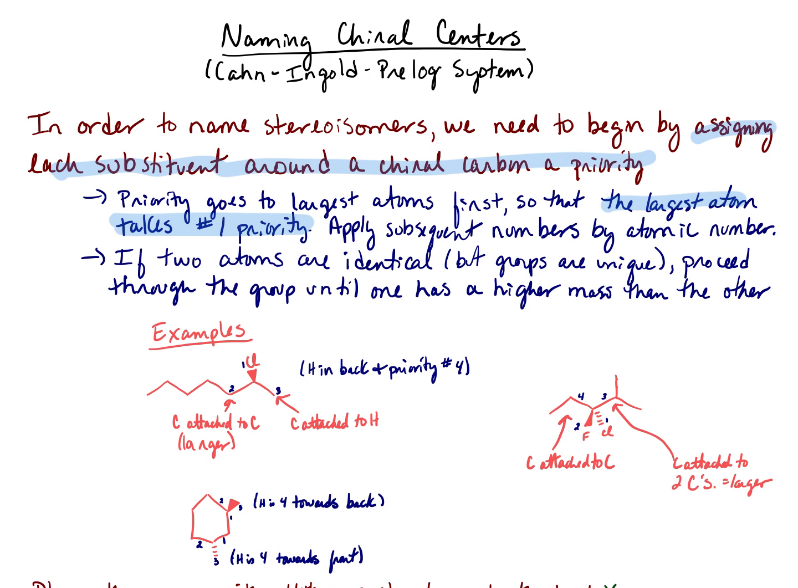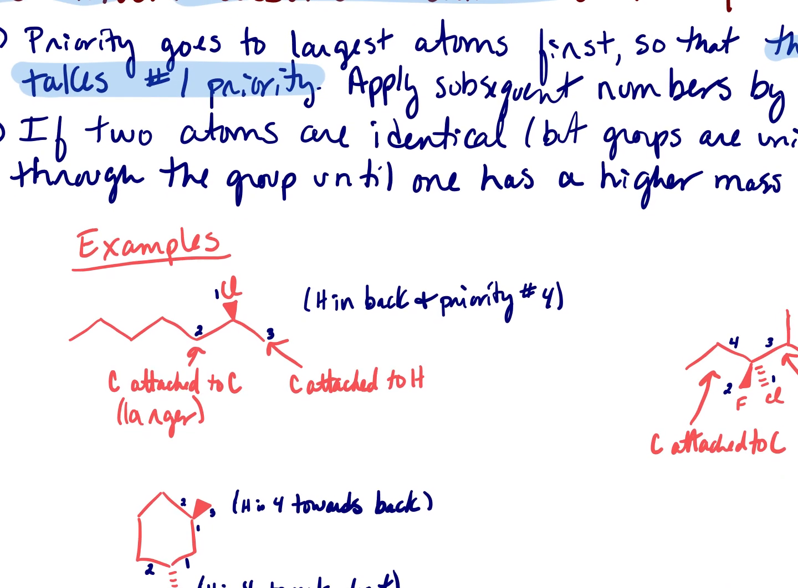But what happens when we have groups that are identical that we need to assign from there? Well, first we deal with the biggest atoms first. So those are what's going to take priority first. And then the one that gets the biggest fastest gets the highest priority, or the lowest number, okay? Okay, so here's what I mean by that. So here's some examples that we've got.